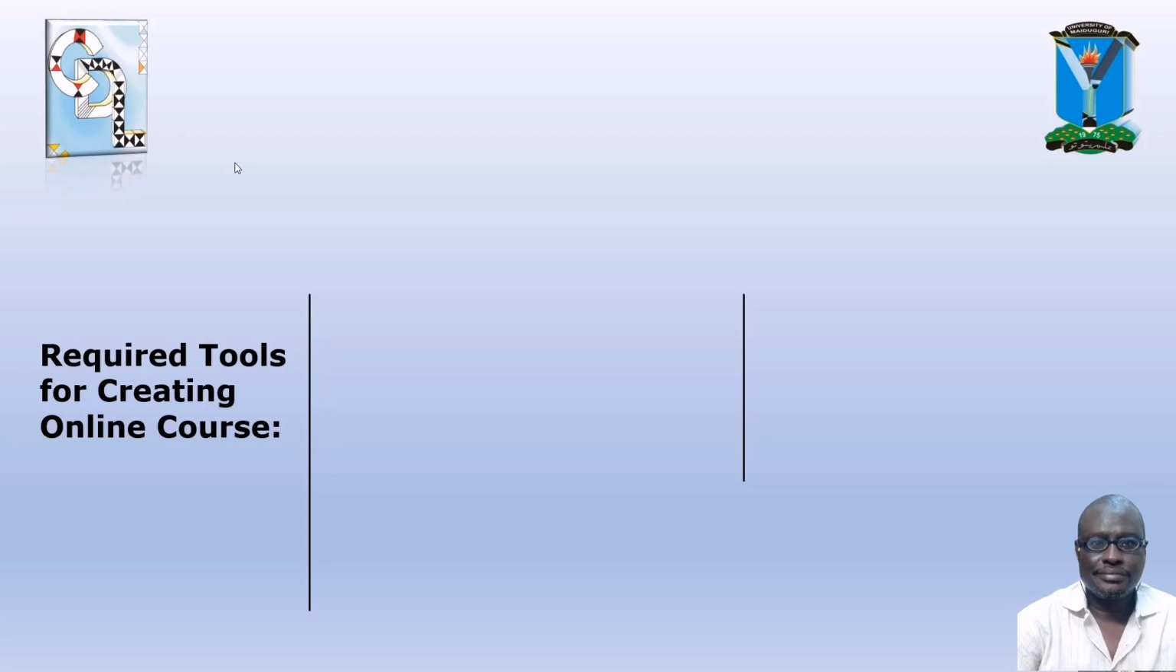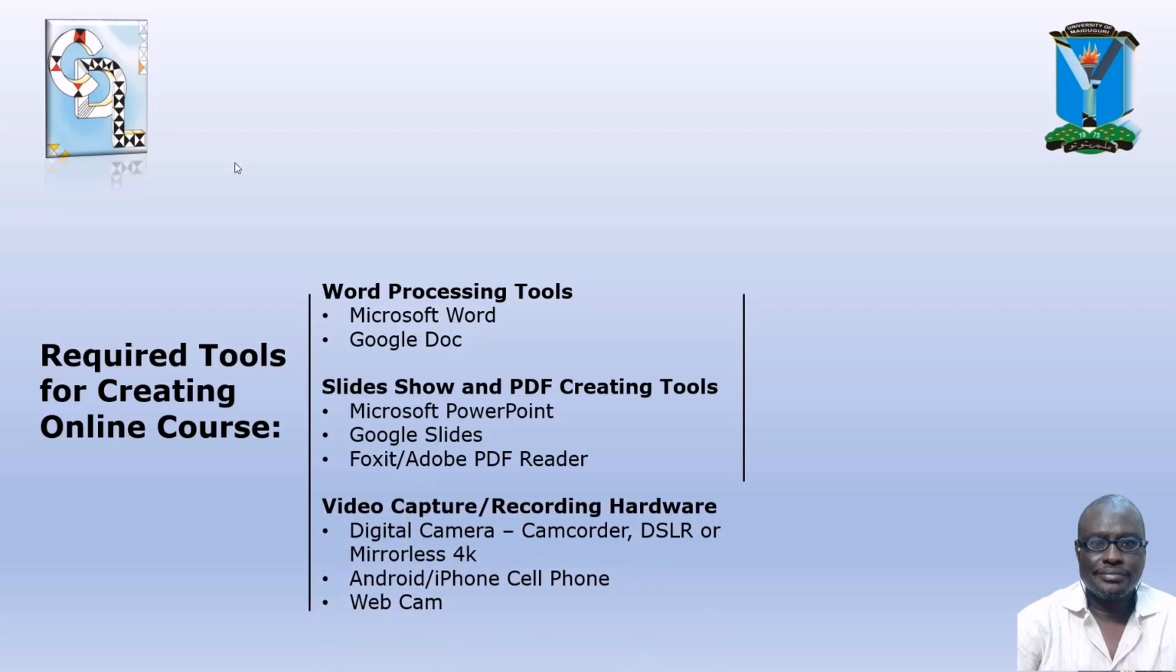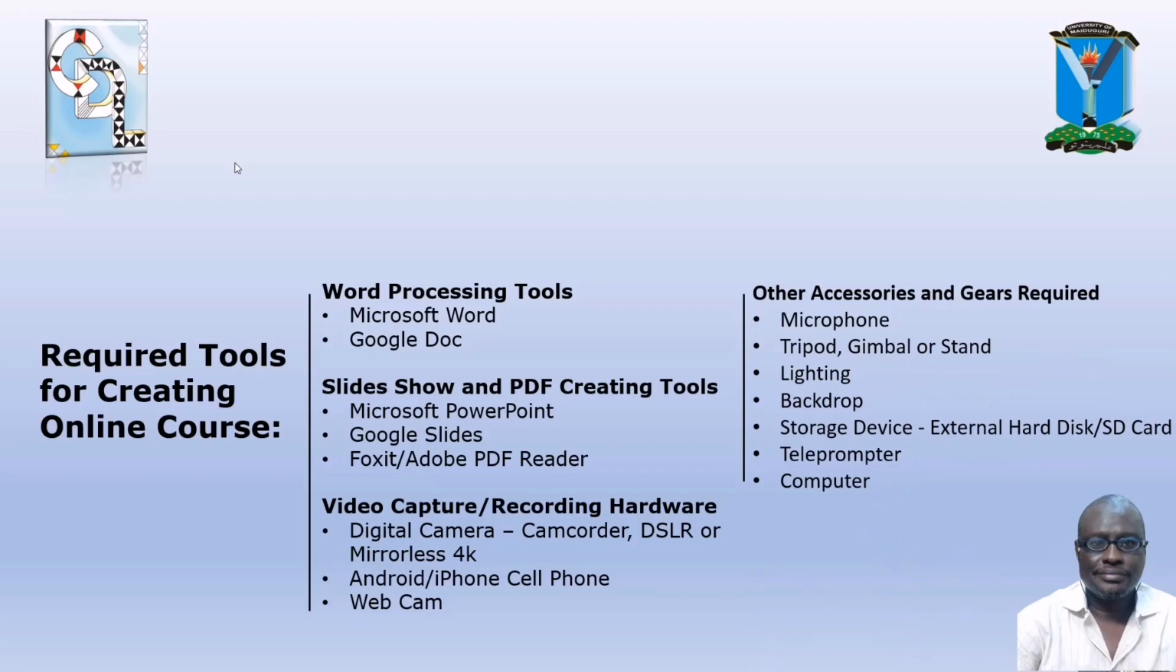Once you get on track, you can gradually upgrade to better software and equipment. Here, I would like to give you a highlight of some commonly used tools and equipment. For word processing tools, Microsoft Word and Google Docs. For slideshow and PDF creating tools, Microsoft PowerPoint, Google Slides, Foxit, Adobe PDF Reader, etc. For video capturing or recording hardware, digital camera, camcorder, DSLR or mirrorless 4K camera, or Android or iPhone cell phone.